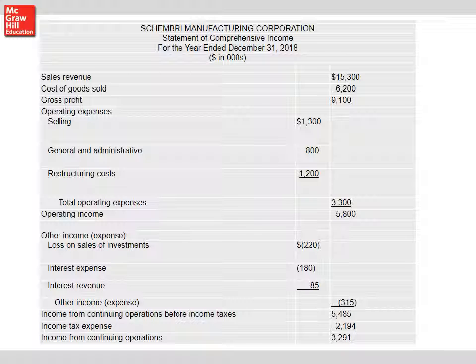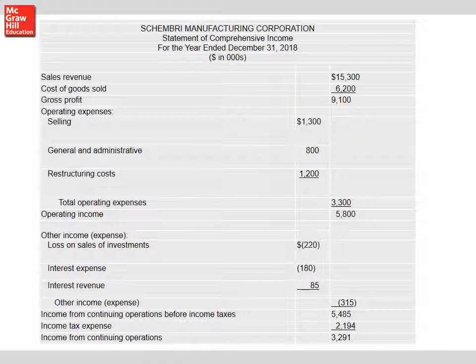And they go on and tell us that, where is it? Investments were sold during the year at a loss of $220. So that's a loss on sales of investments. That's in part 1. So we add up those. The net effect is a negative $315, which decreases operating income.